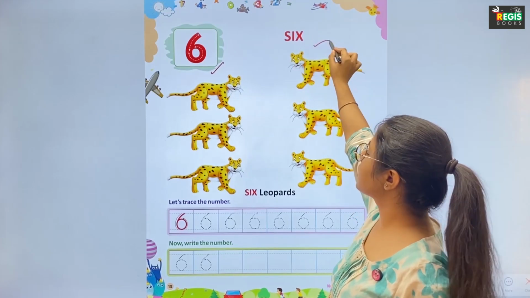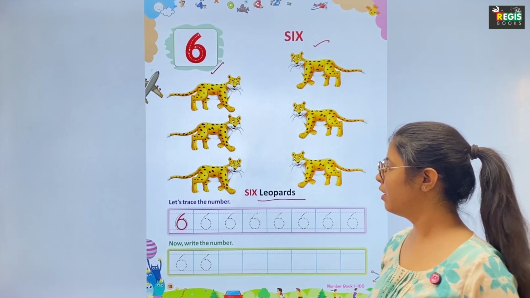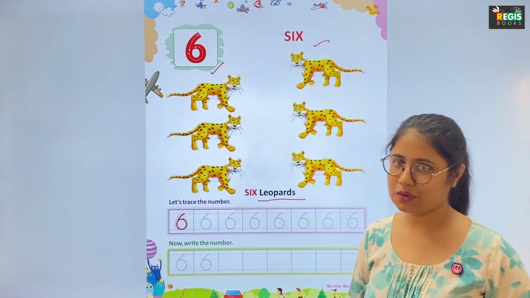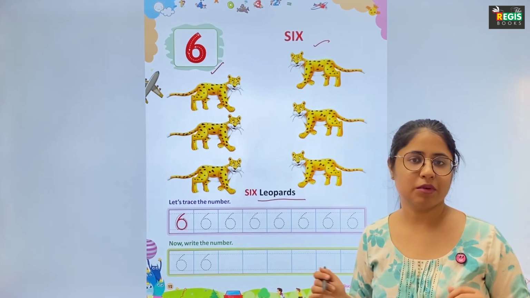6. S-I-X, 6. These are 6 leopards. Let's trace the number. So kids, trace this number with me to learn how to write number 6.